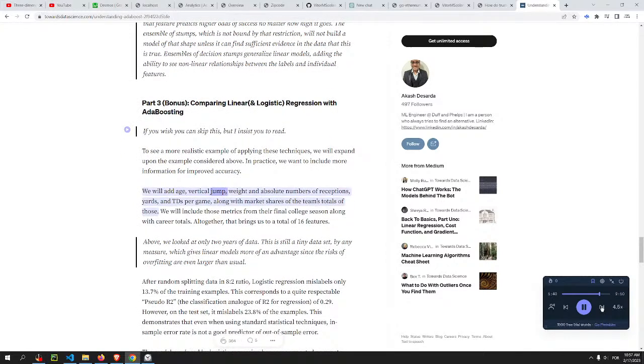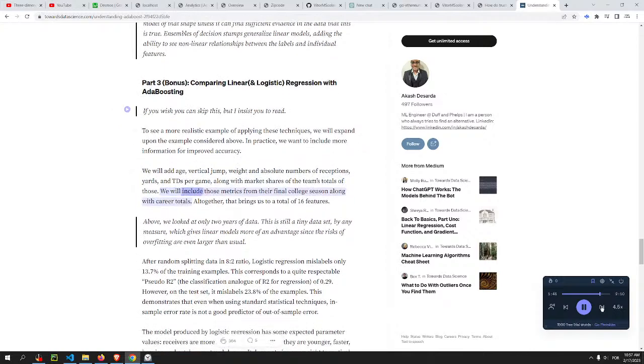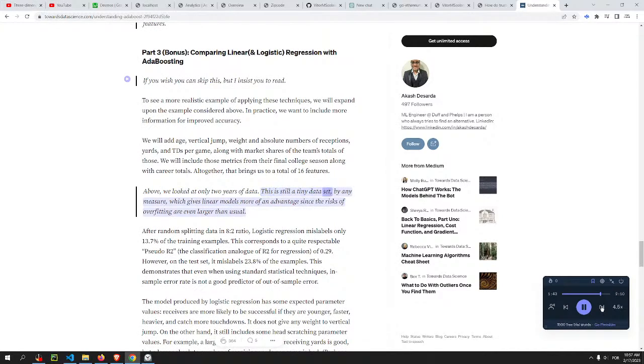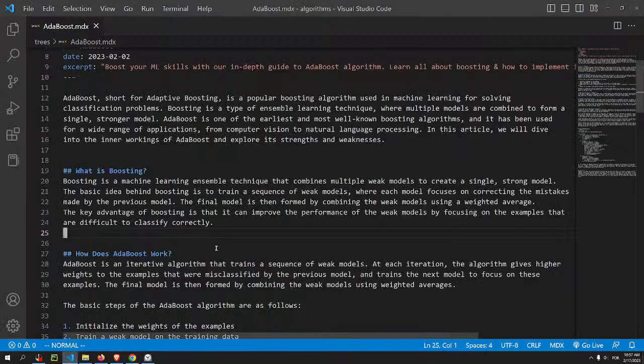We will add age, vertical jump, weight, and absolute numbers of receptions, yards, and TDs per game, along with market shares of the team's totals of those. We will include those metrics from their final college season along with career totals. Altogether, that brings us to a total of 16 features. Above, we looked at only 2 years of data. This is still a tiny data set, by any measure, which gives linear models more of an advantage since the risks of overfitting are even larger than usual.